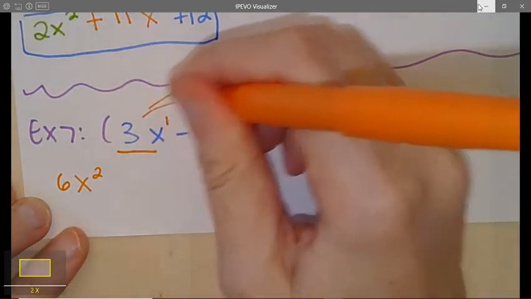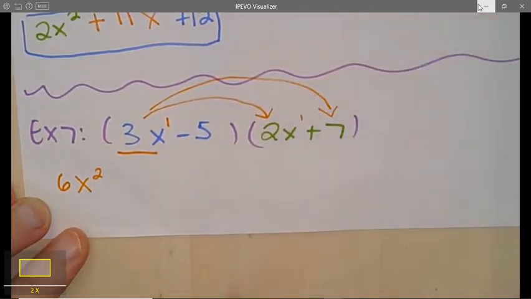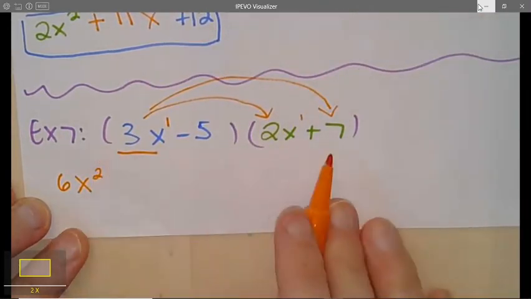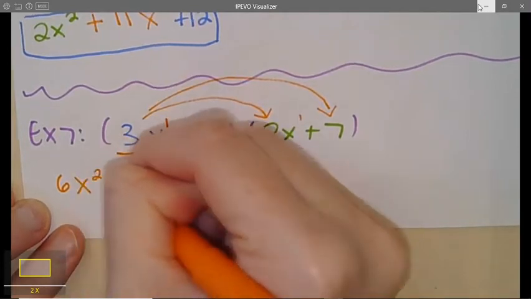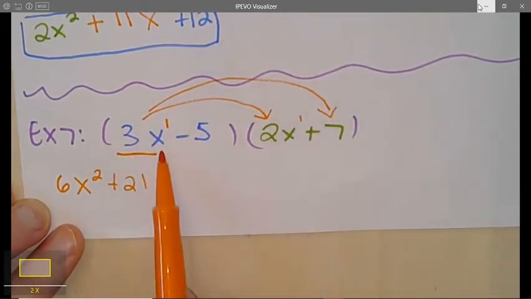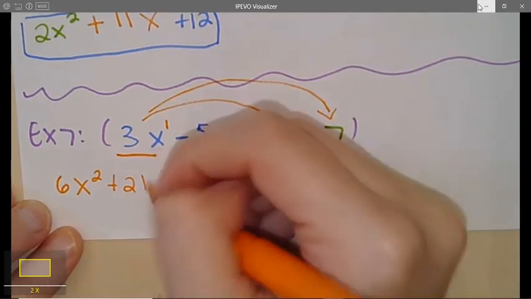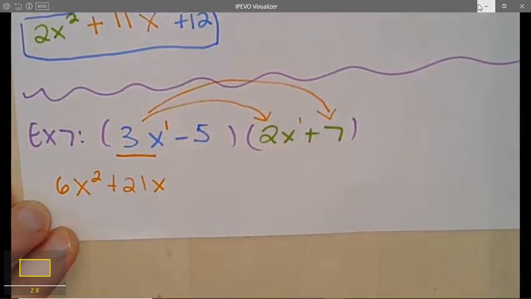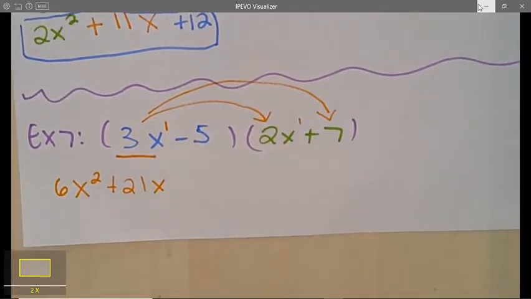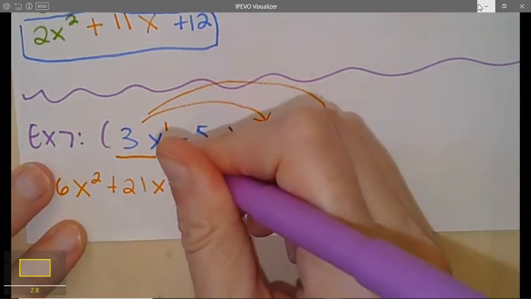Then I'm going to multiply 3x times 7. 3 times 7 gives me 21. And I don't have anything to combine my x to, so I'm just going to bring it on down.